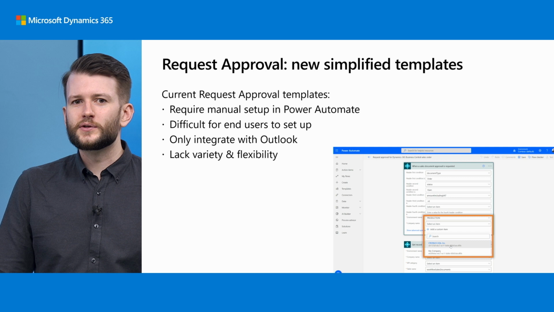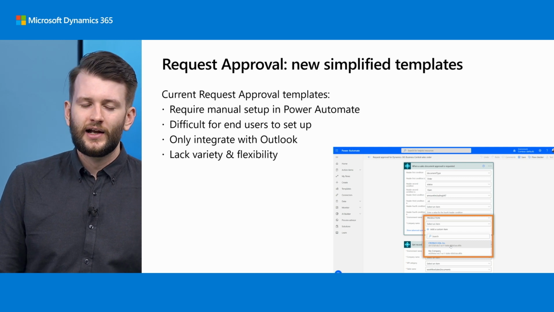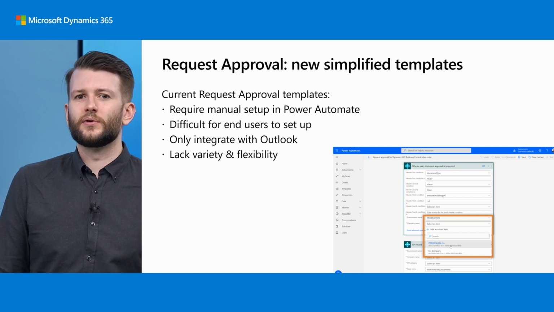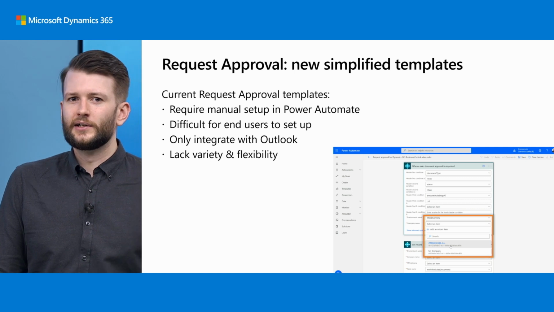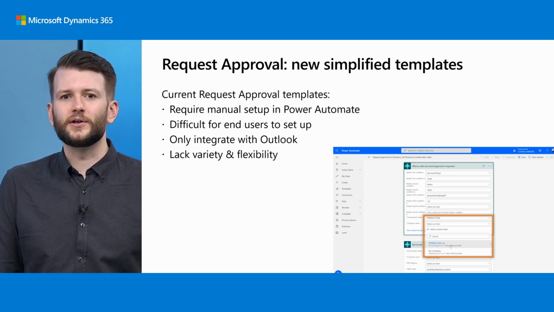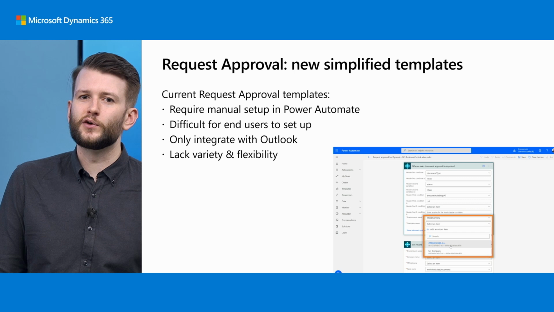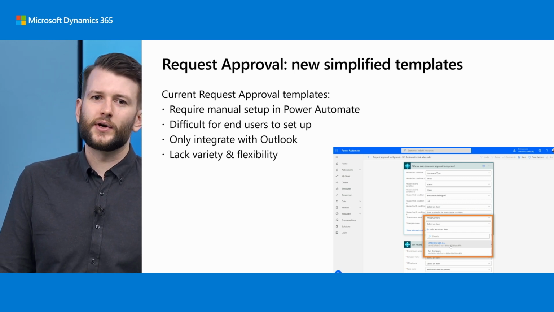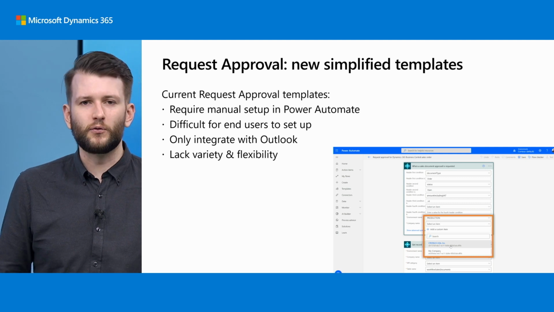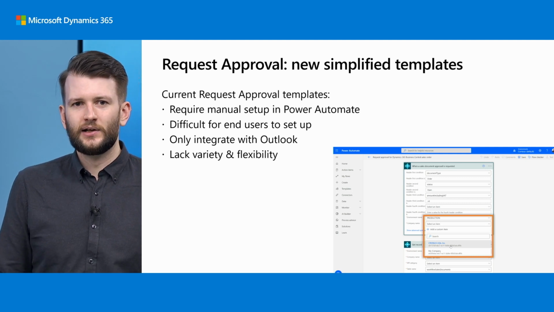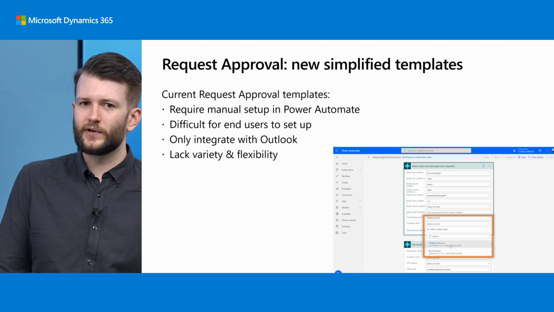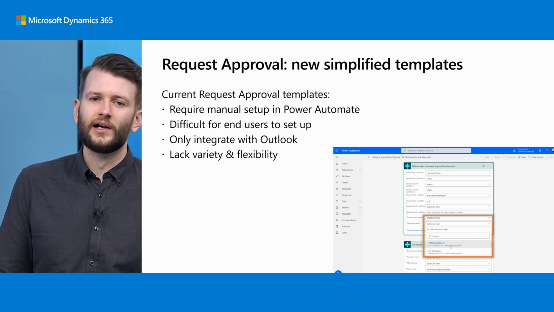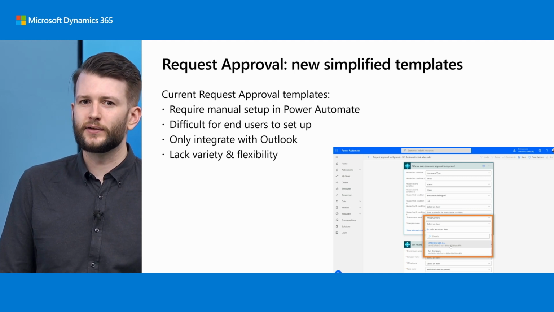For those of you that have used the request approval flow system before, you'll know that our existing setup involves a big clunky flowchart that requires the customer to enter some values in various fields. It's kind of difficult for them to know what they should enter and where they should set this up. And our current request approval flow templates only have one flow, which is to request approval from an approver and then send a notification via Outlook. So they're kind of lacking in variety and flexibility.